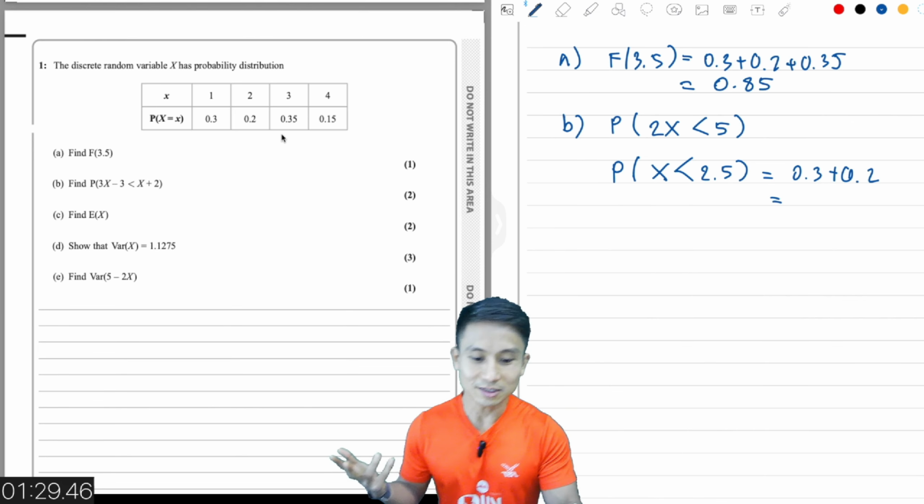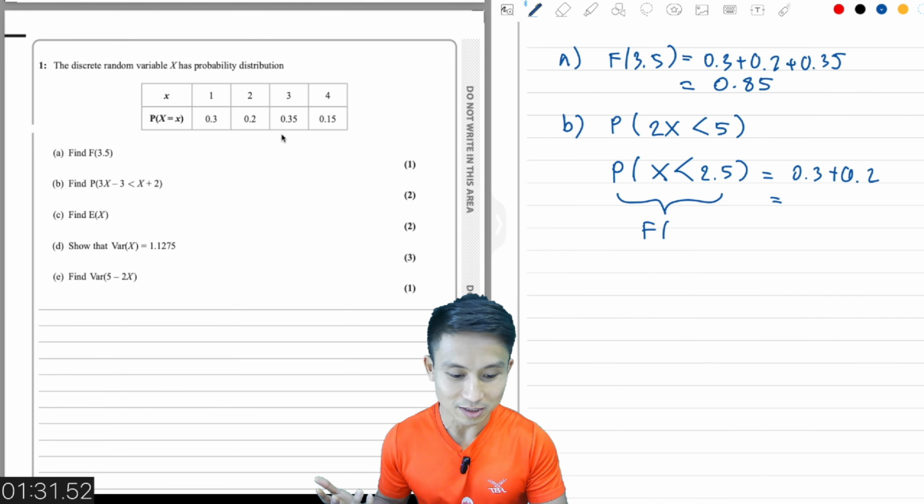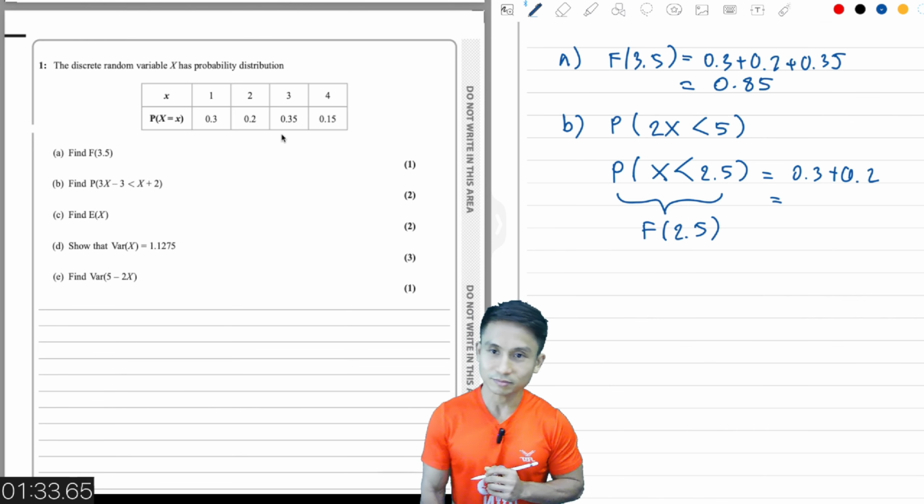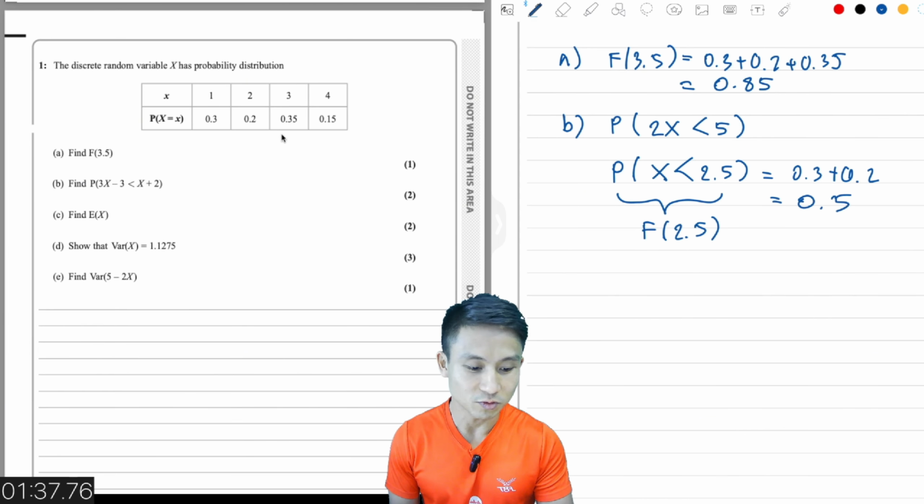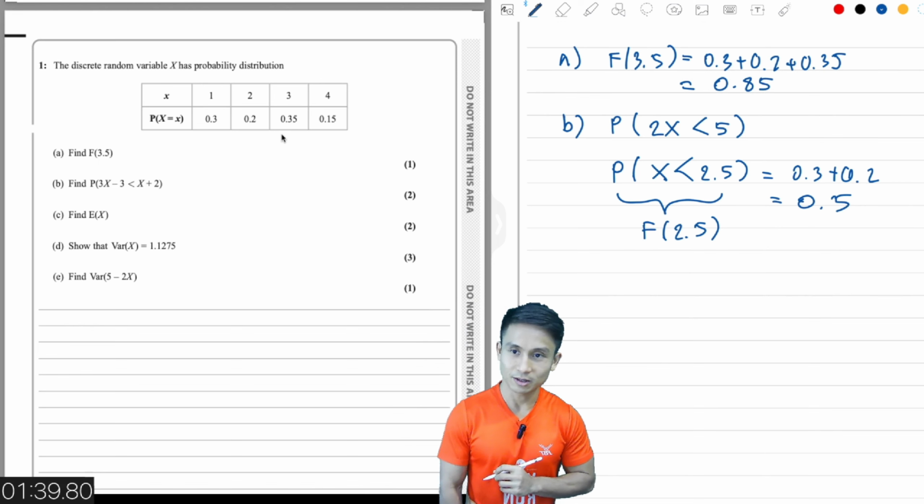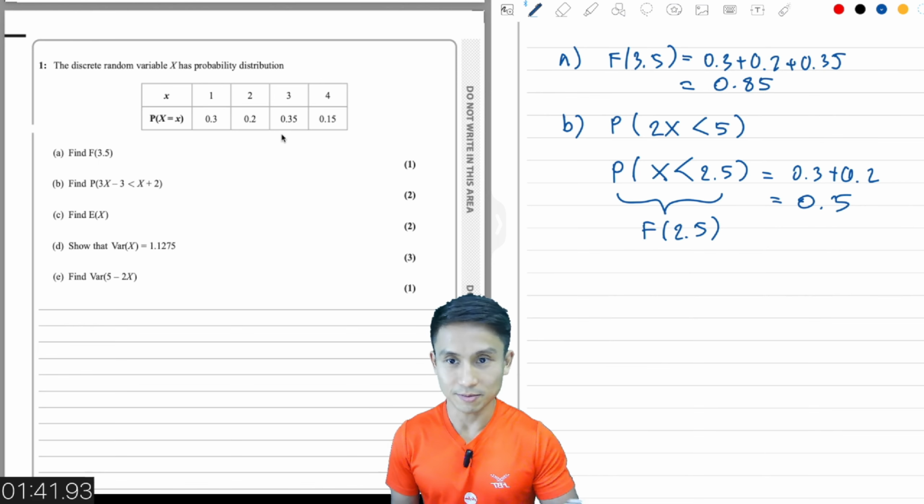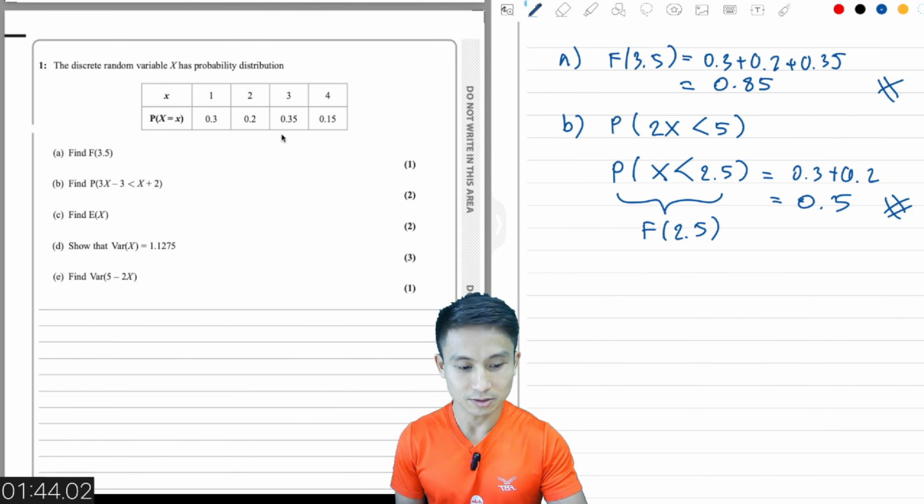This is basically the same as F(2.5). That's why you have to add up some probabilities. So it's going to give you 0.5. All right. So that's the answer for part B.